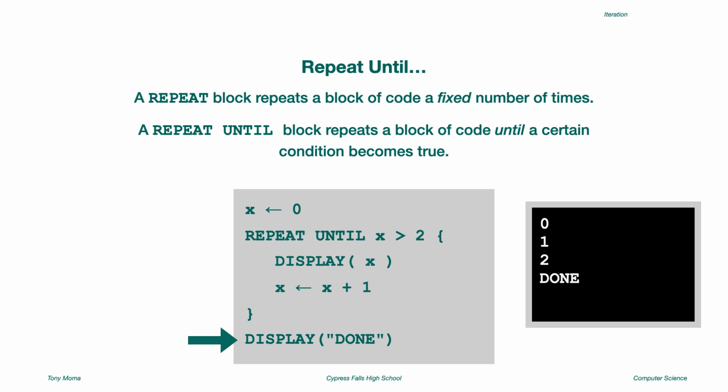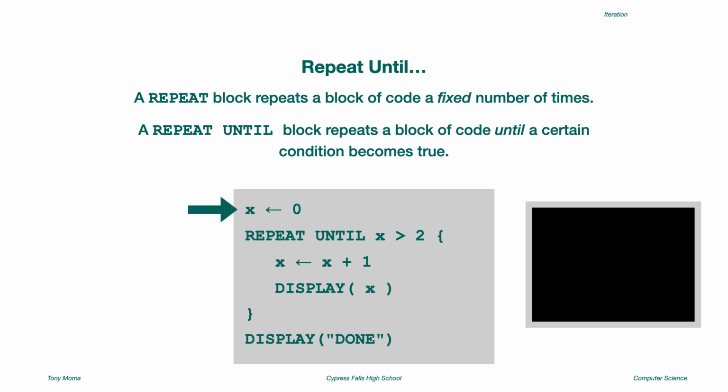Now, suppose I made the following change to the block of statements. Suppose I flipped them around. Now, instead of displaying x first, then increasing it, we increase x first, then display it. How will this affect the output of the code? Well, let's break it down.